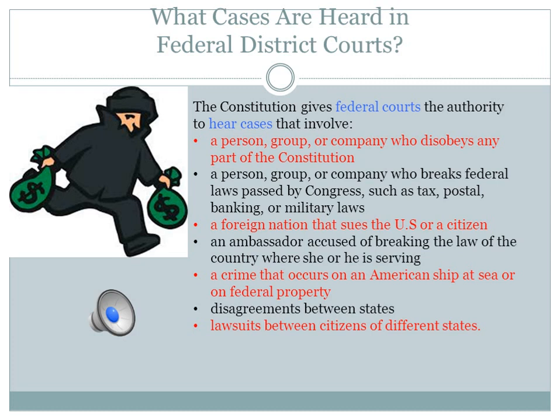A crime that occurs on an American ship at sea or on federal property will be tried in a federal district court. Disagreements between states, so 2 states can battle it out in a federal court. Lawsuits between citizens of different states. So if we're in California and we have an argument with someone in Ohio over, say, land or who knows what, we'd be off to the federal district court.